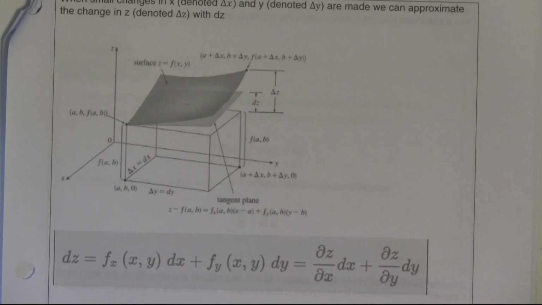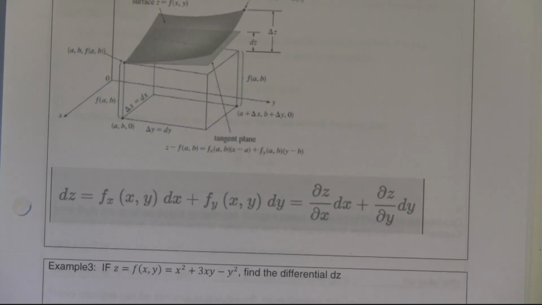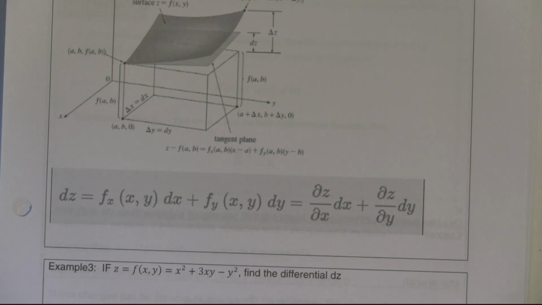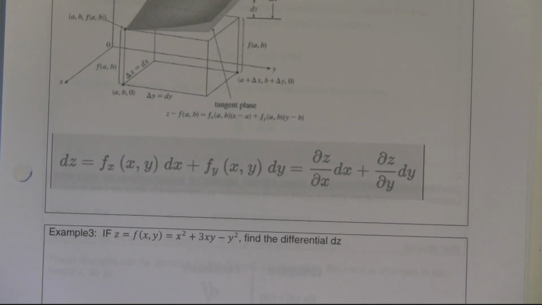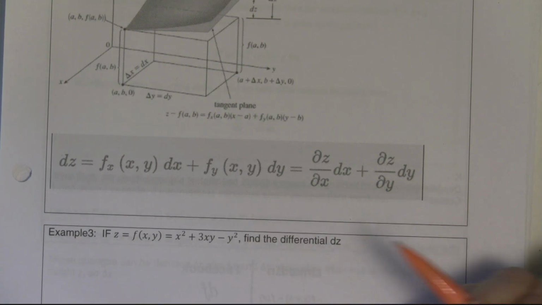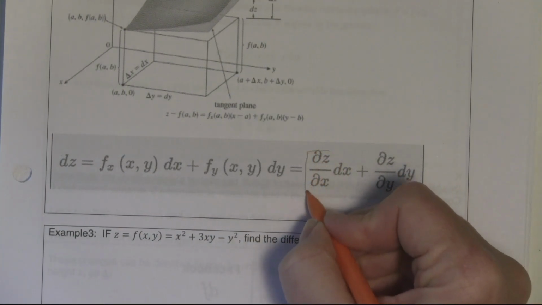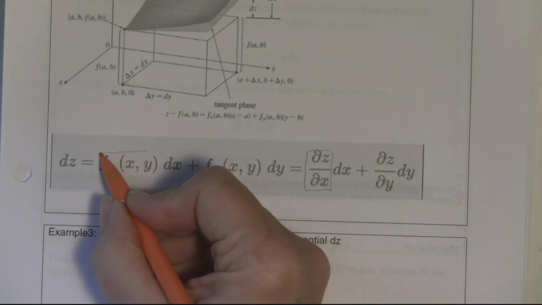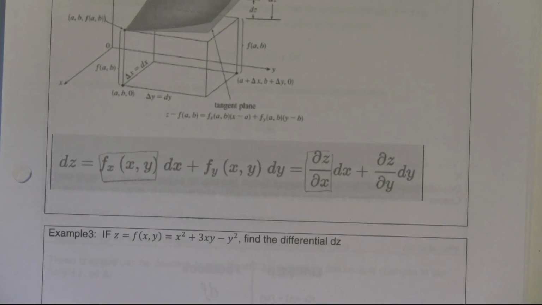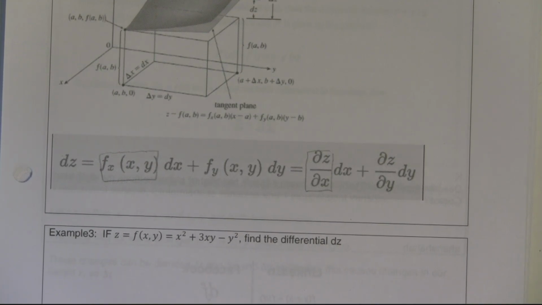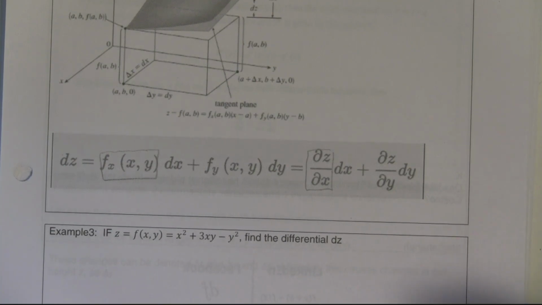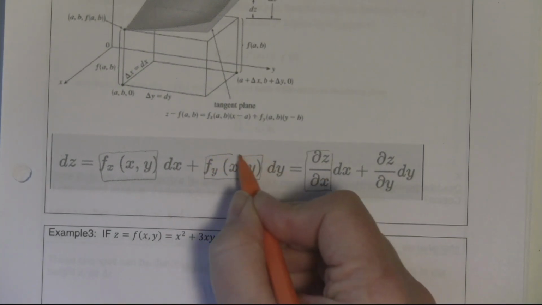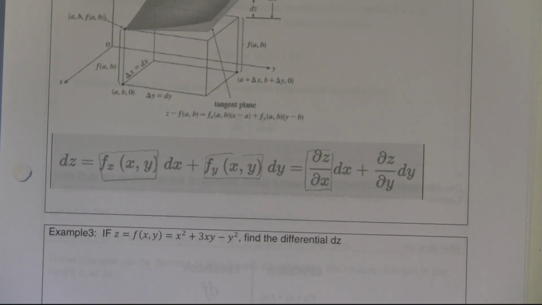So here they're asking us to find the differential on example 3. They're asking us to find dz. How you find the differential is that you find, whichever notation you want, the partial with respect to x, the partial evaluated at the point with respect to x, and the partial with respect to y. So we'll give a try to that and see how we do here.